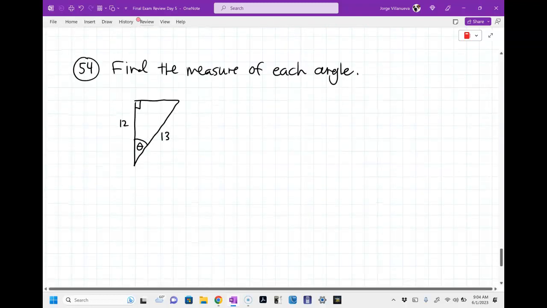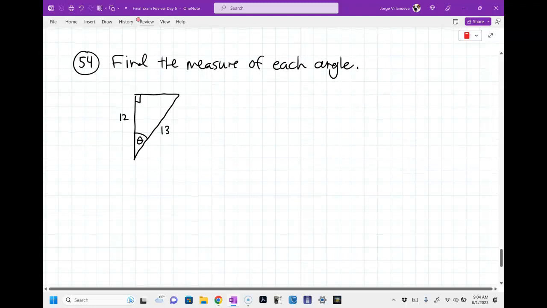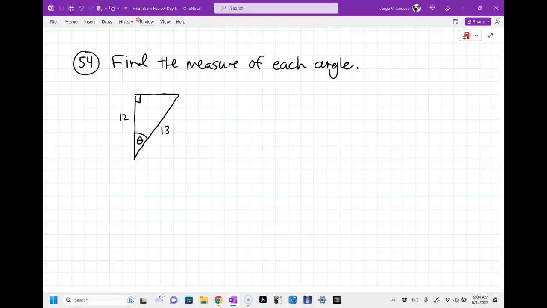Last two. Finding the measure of each angle. And this one truly is calculator based. Okay? So according to the angle, theta is down at the bottom. Which one is my hypotenuse? Which one is my longest side? 13, right? All right. So which one is my opposite side? Is it 12 or the blank one? The blank one, right? So this is opposite. That means this has to be adjacent.